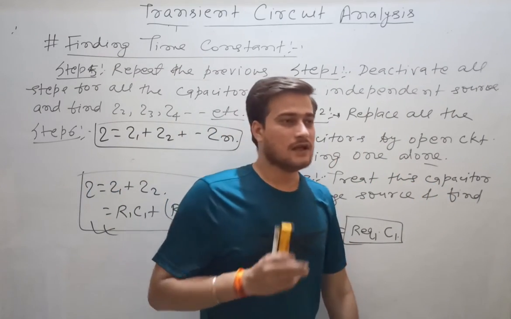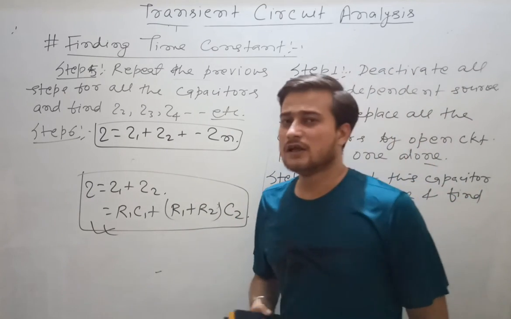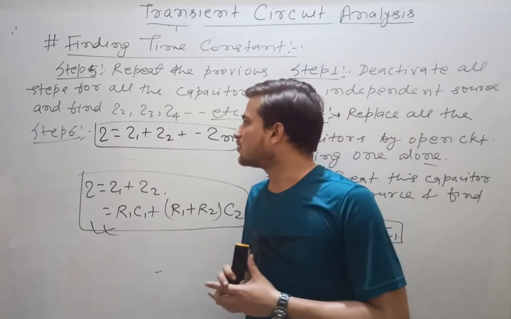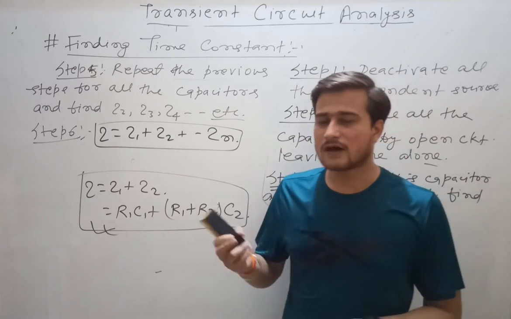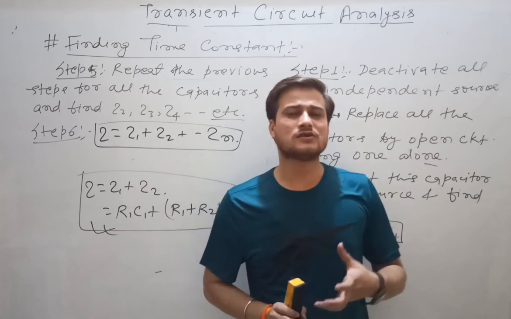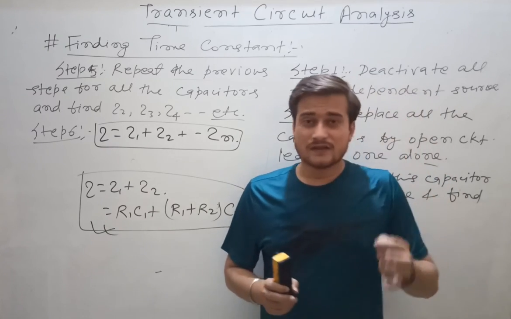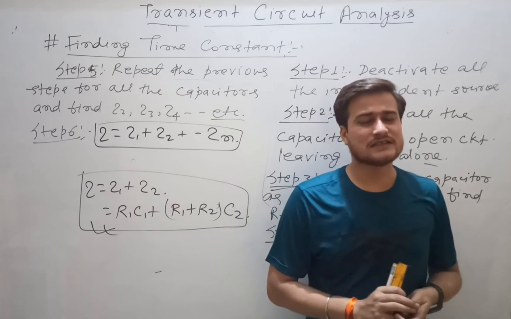But for finding the time constant, you replace a capacitor by open circuit, whereas you will have to replace an inductor by short circuit. So in the next video lecture, we will discuss further how to find the time constant of RL circuit, and then we will discuss the current IT waveform, that means transient analysis in RC circuit.